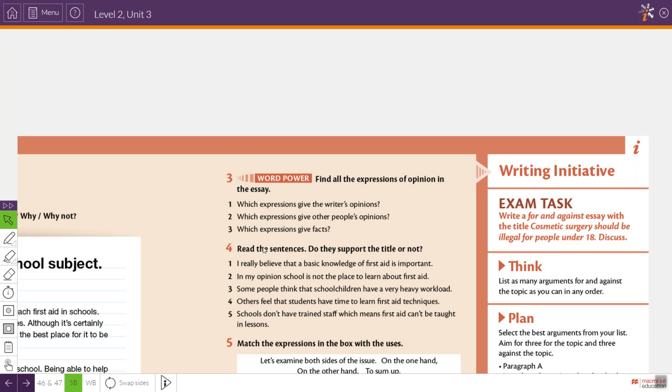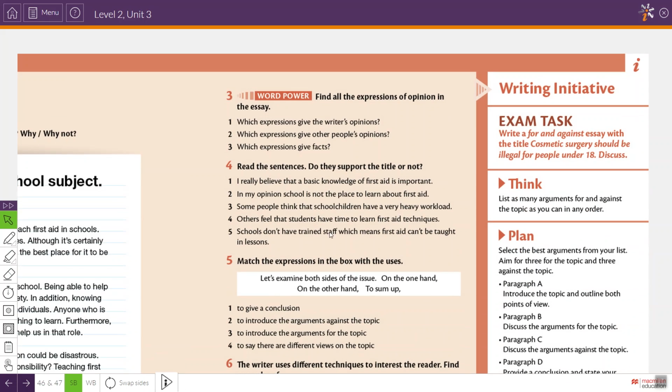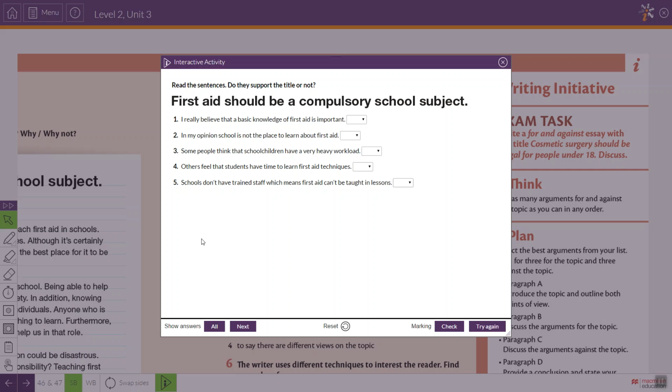Right. Of these sentences here, which ones support the title and which ones don't support the title? Let's have a quick look. This is the topic: First aid should be a compulsory school subject. Let's see which ones support the title and which ones don't. "I really believe that a basic knowledge of first aid is important." That supports the issue, the title.